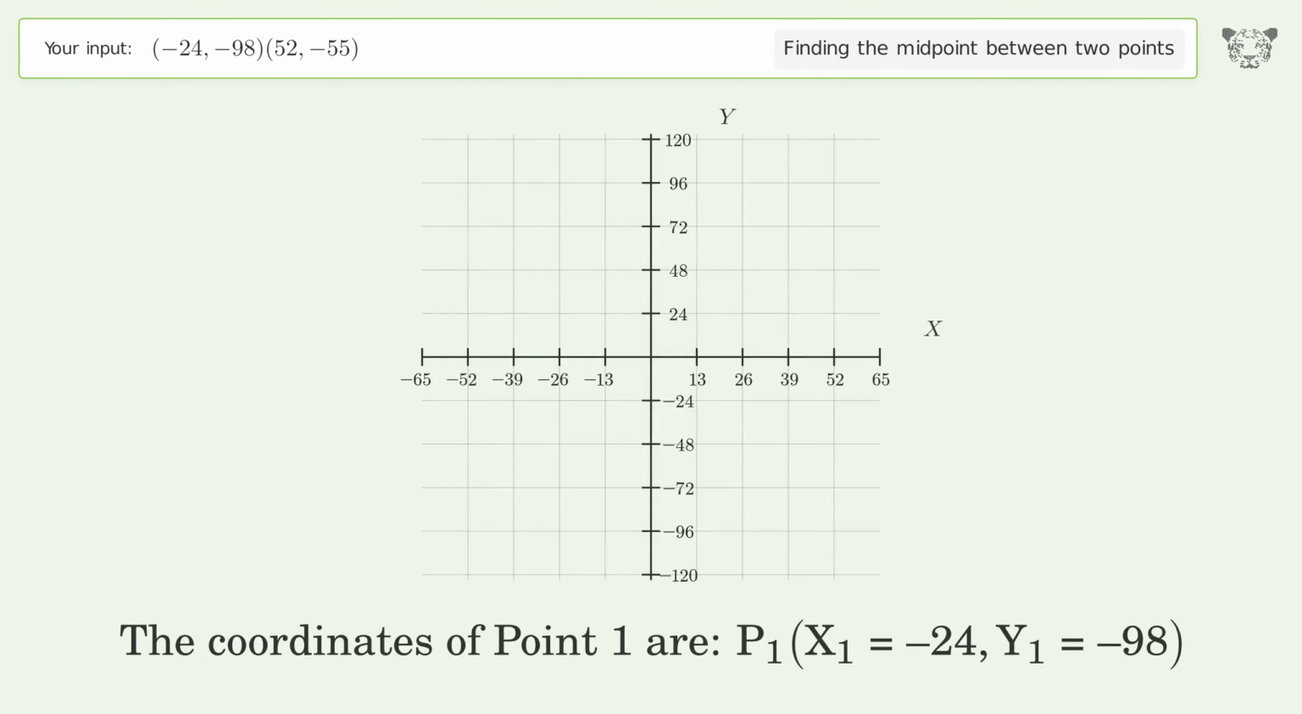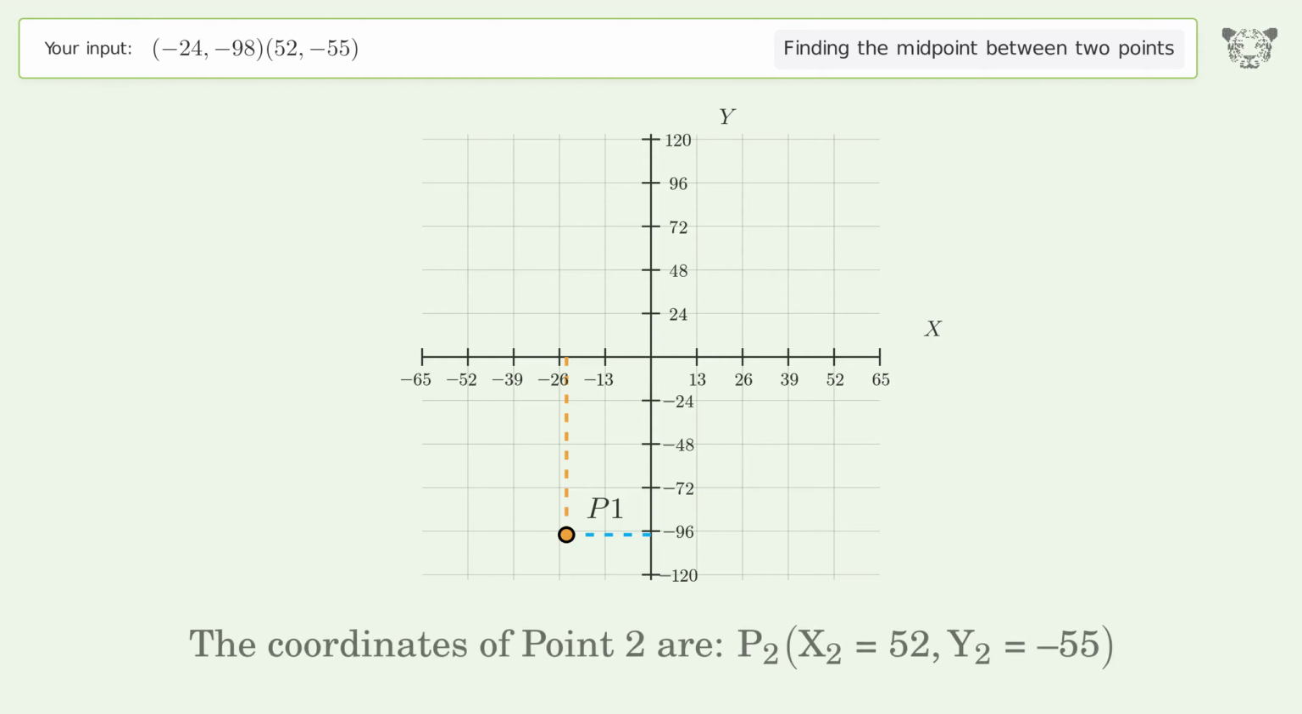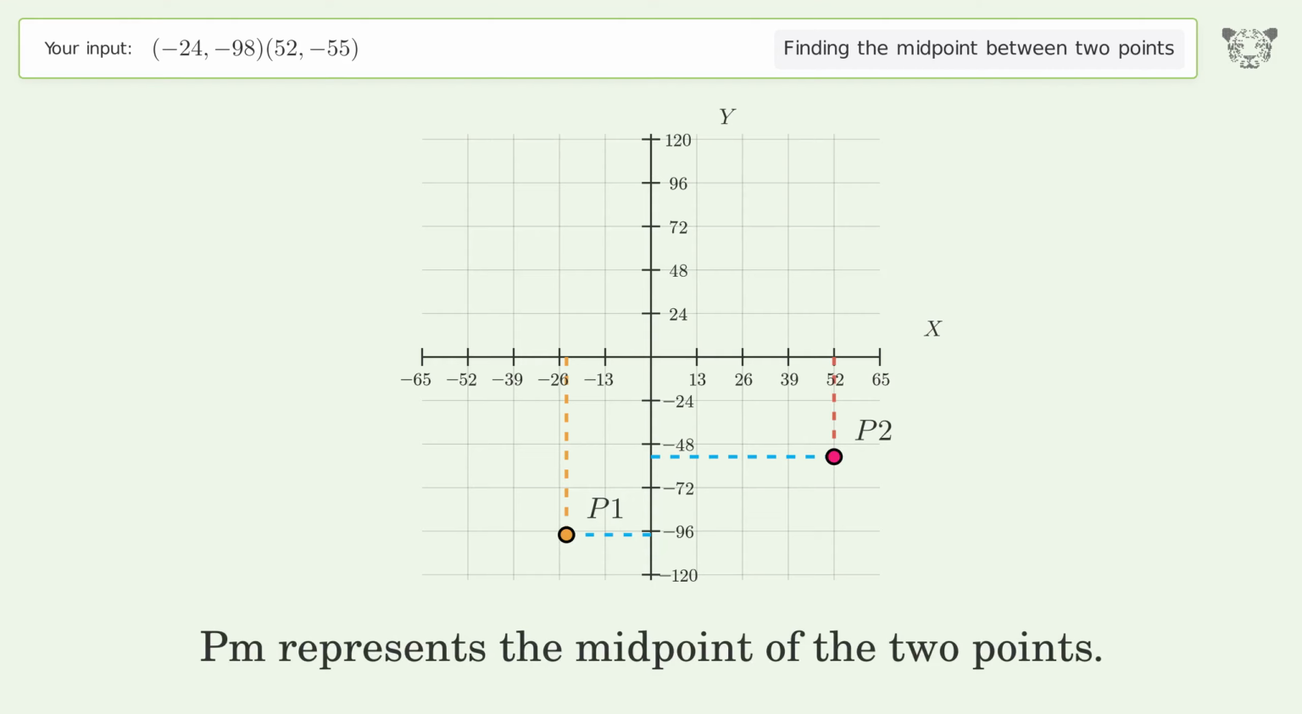The coordinates of point 1 are, x1 equals negative 24, y1 equals negative 98. The coordinates of point 2 are, x2 equals 52, y2 equals negative 55. PM represents the midpoint of the 2 points.